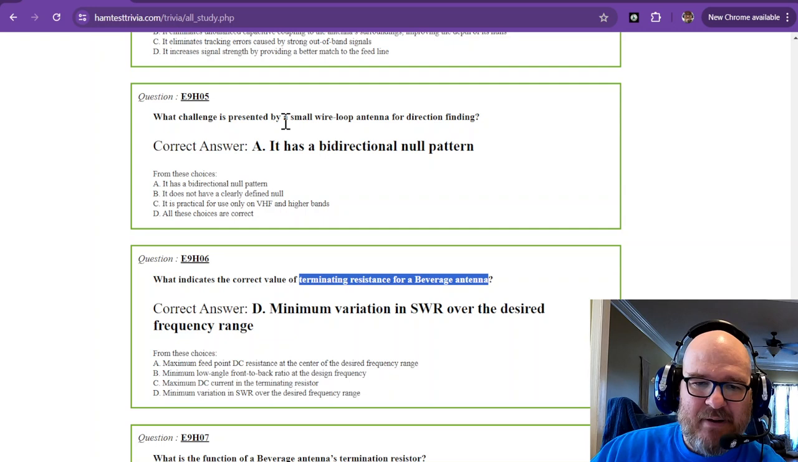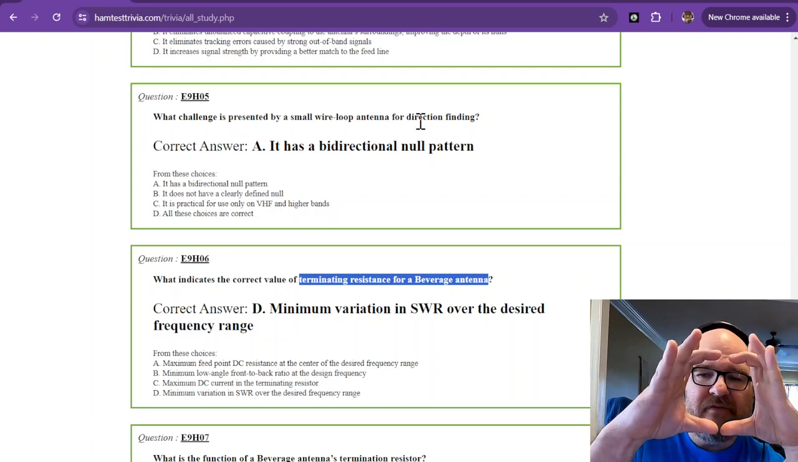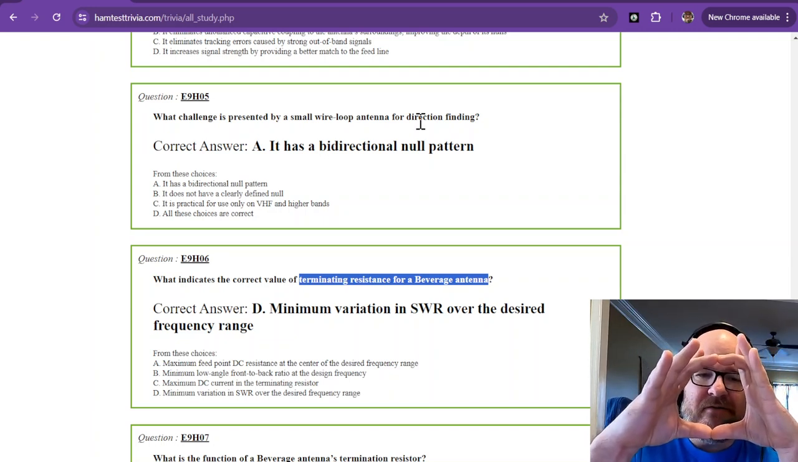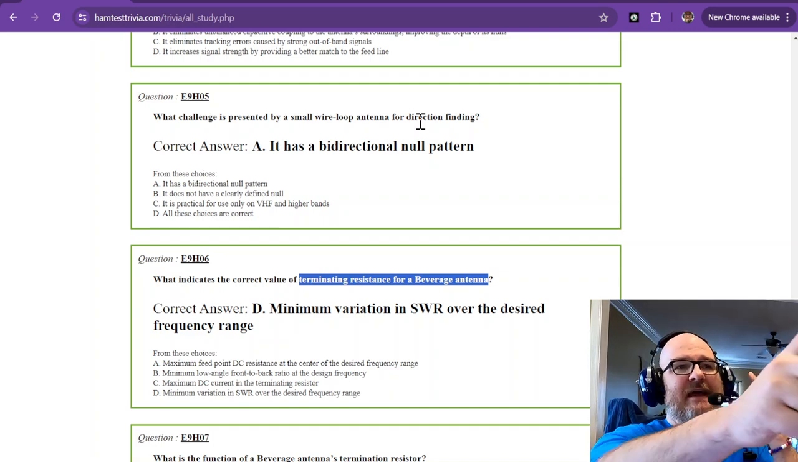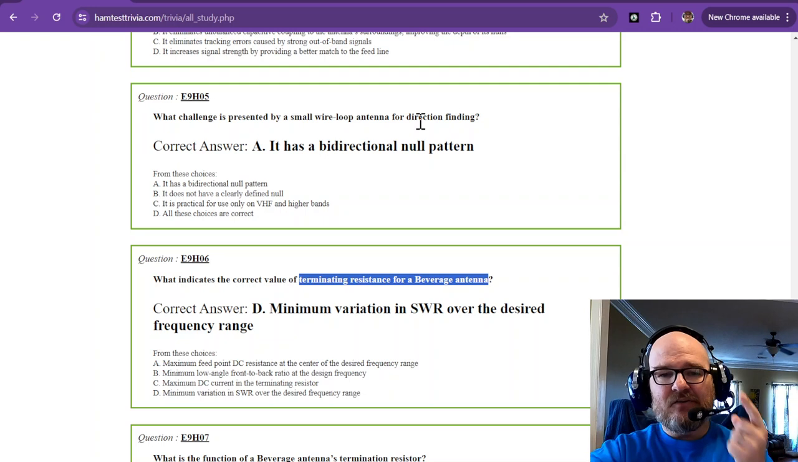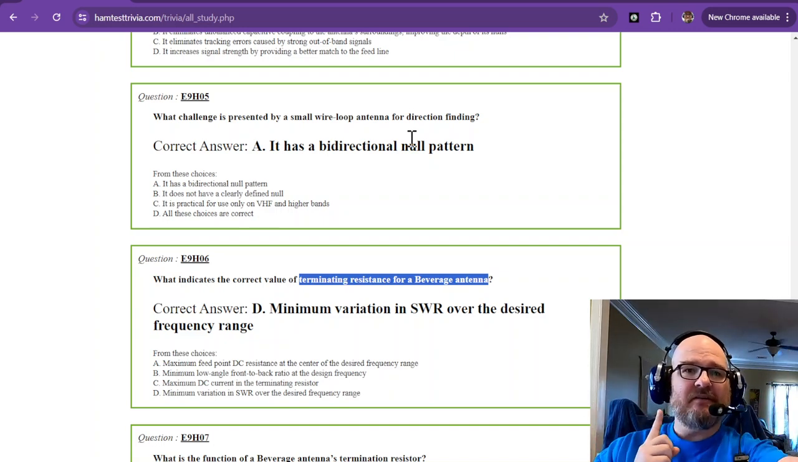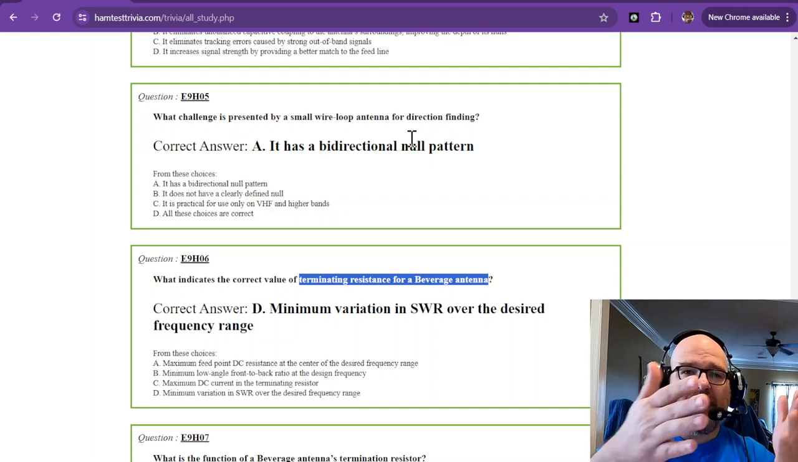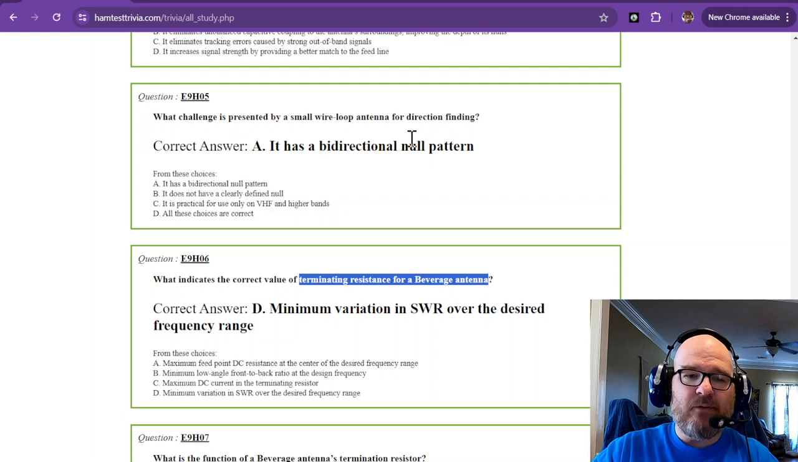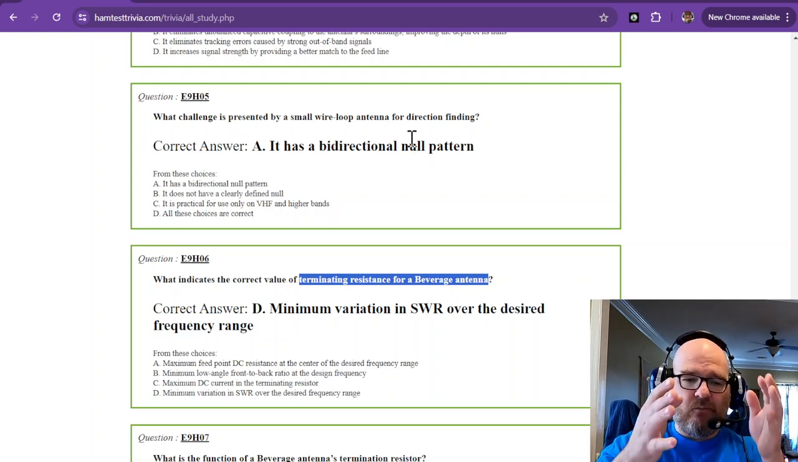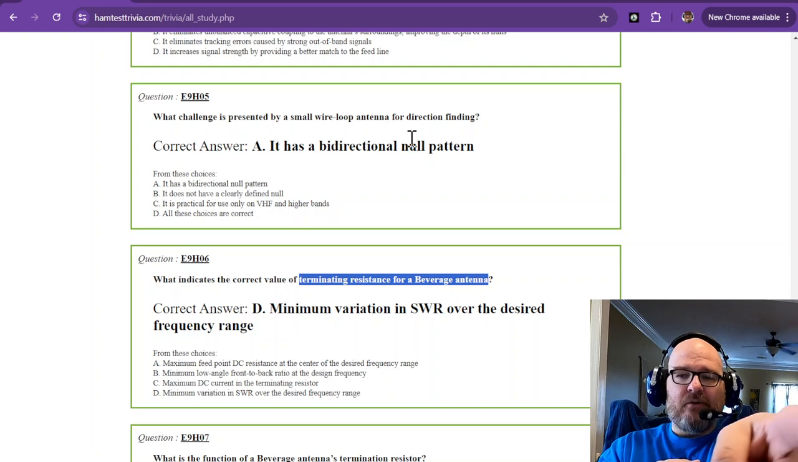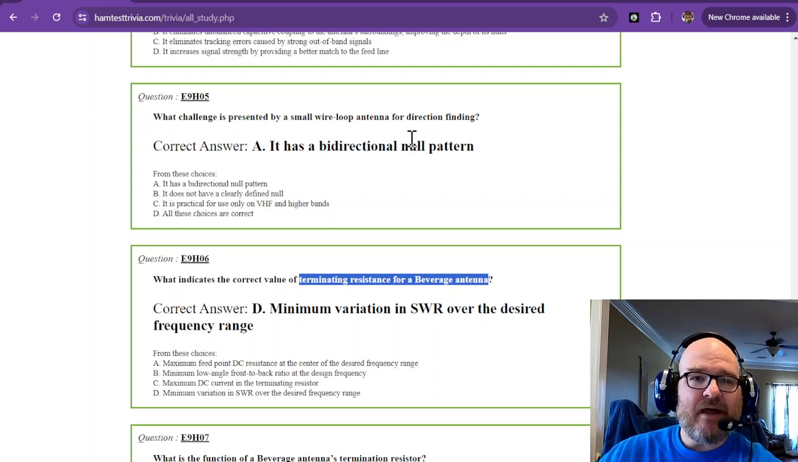What challenge is presented by a small wire loop antenna for direction finding? Well, the small wire loops have bidirectional null patterns. So when you're pointing that loop, you actually have two directions that it's looking in. And that's not so much a bad thing if you're going to go to three different places and triangulate, because eventually those three lines are going to overlap somewhere, and then you get the direction that you're going in. But if you have a unidirectional null pattern, then you know from wherever you are that your arrow is pointing out in that direction somewhere. So it can narrow down your area by half.